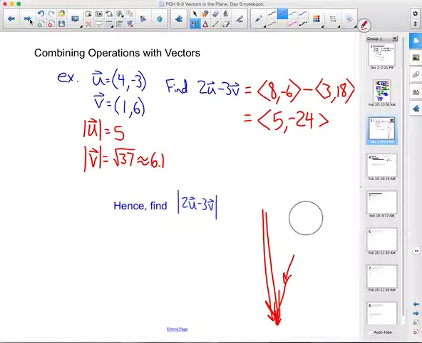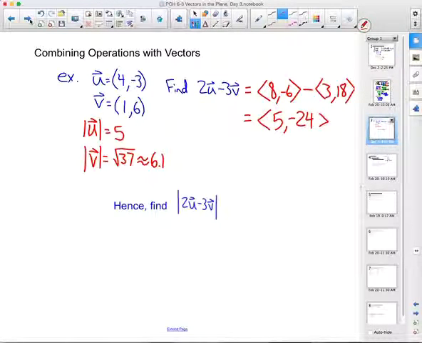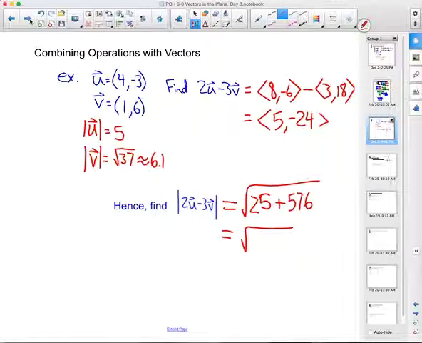Alright? So, now that you have this vector, what's the magnitude? It'd be the square root of 25 plus 576. Yep. So we've got the square root of 601, right? What does that equal?